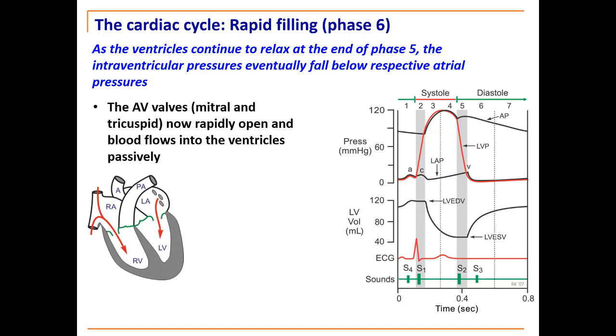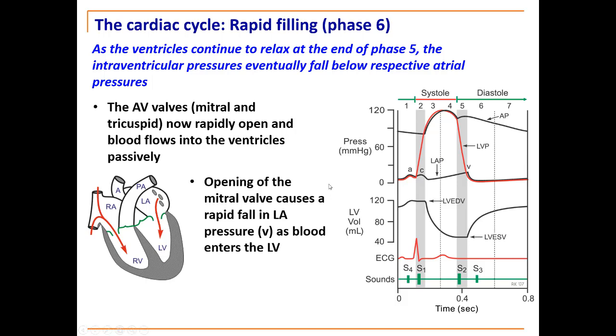But of course, first of all, this pressure gradient means the atrioventricular valves, the mitral and the tricuspid, will now rapidly open, and the blood can flow into the left ventricle and into the right ventricle. And the opening of the mitral valve causes a rapid fall in the left atrial pressure, if you're looking at V there, as blood enters the left ventricle. So you can see that you've got a nice left atrial pressure going up, then the mitral valve opens, and of course blood flows into the left ventricle, so the pressure within the left atrium drops, but it is still above that of the left ventricle.